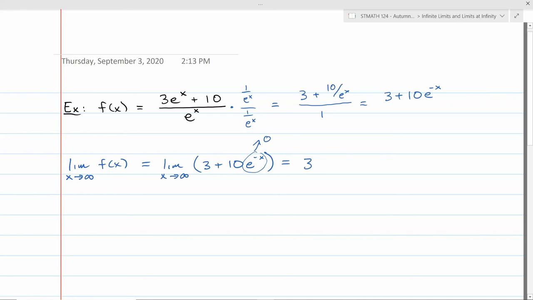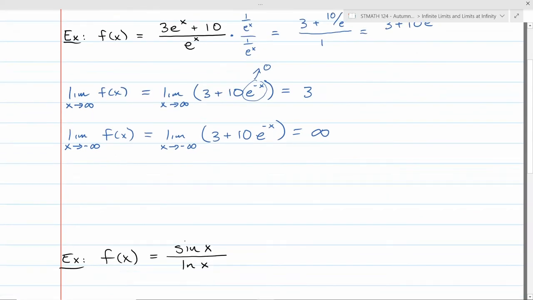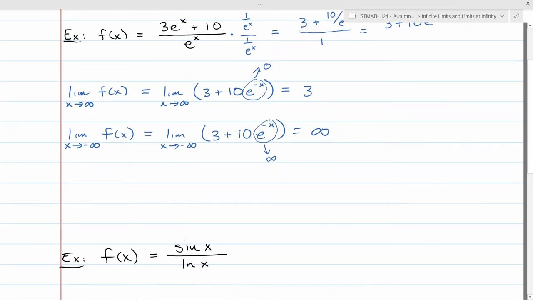We can also look at the limit going to negative infinity. But this time, e to the negative x as x goes to negative infinity makes that exponent a big positive exponent, and so you end up getting positive infinity there. So you get 3 plus 10 times something that's going to infinity, and it's going to go to infinity. Multiplying it by 10 just makes it even bigger, and adding 3 to it just makes it a little bit bigger too.